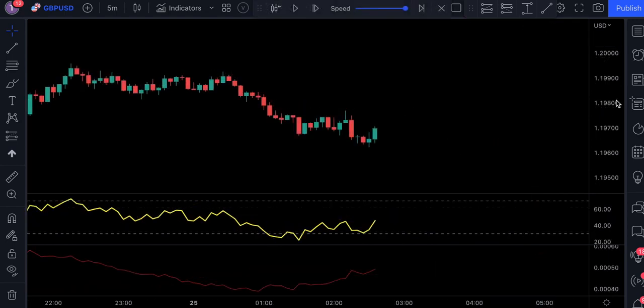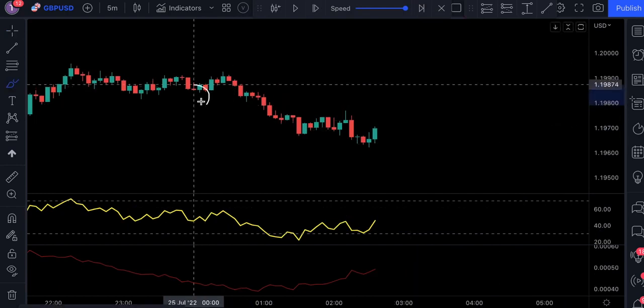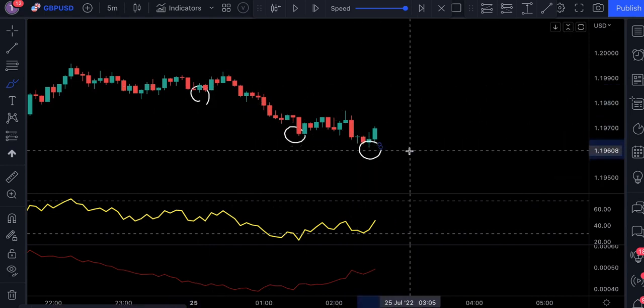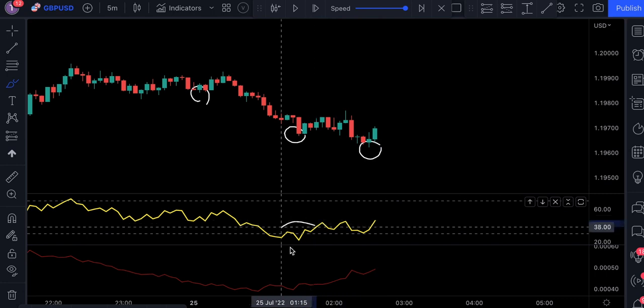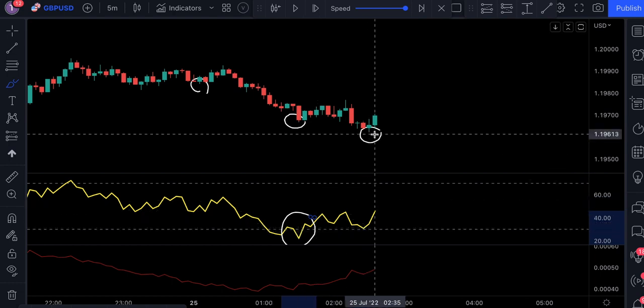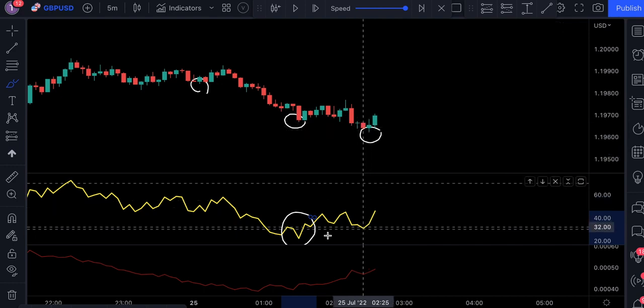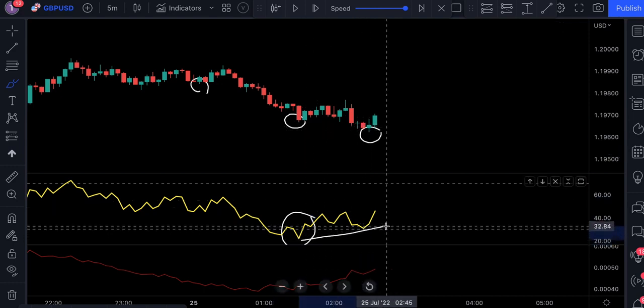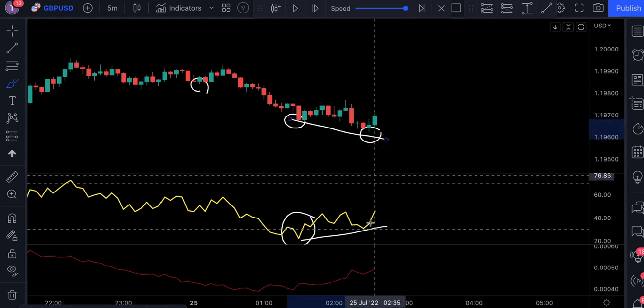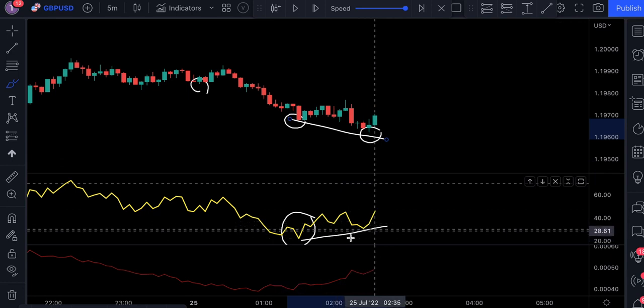Alright, so here are the rules for entering a long position. First condition, the price action has to be making lower lows. Next condition, the RSI has to get into the oversold area. This means that the yellow line breaks below this 30 level. And as the price action is making lower lows, the RSI indicator has to be making higher lows. The RSI higher low does not have to be in the oversold area. It has to be positioned above the 30 level.